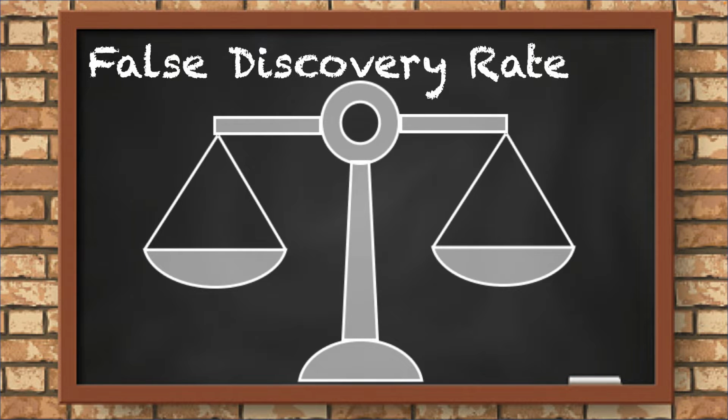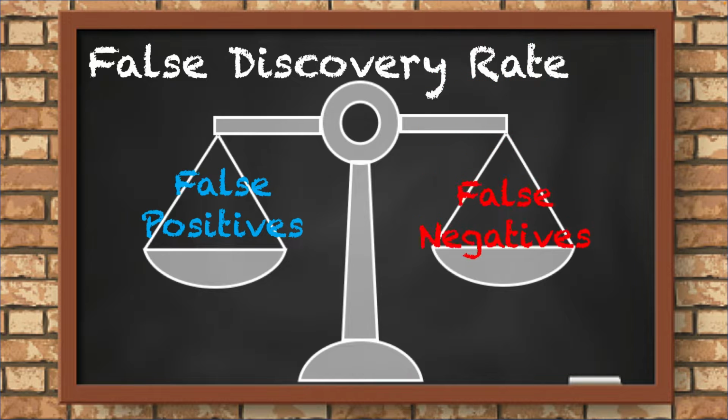Now, computationally, the solution to the problem of many observations is false discovery rate correction. FDR correction is a statistical approach that takes into account the number of observations and the observed distribution of the experiment's p-values to find some balance between false positives and false negatives.